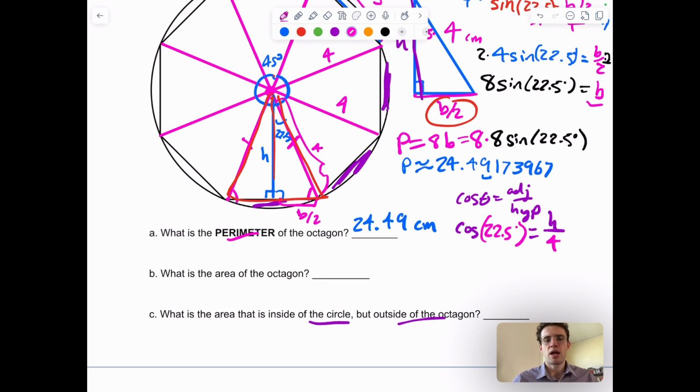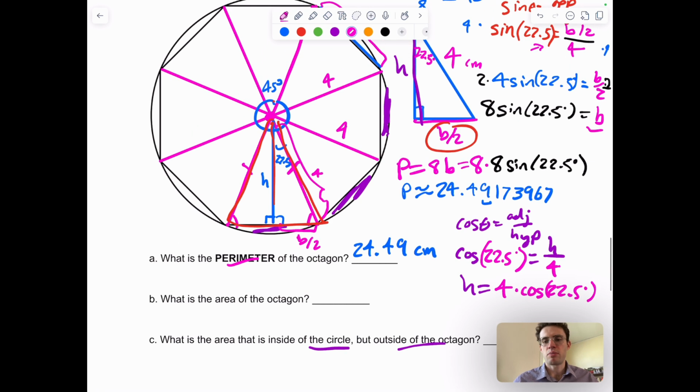So now if we want to find the height, you just multiply both sides by 4, giving us that the height is equal to 4 times cosine of 22.5 degrees. All right, so now we have the height. We already have the base from up here.